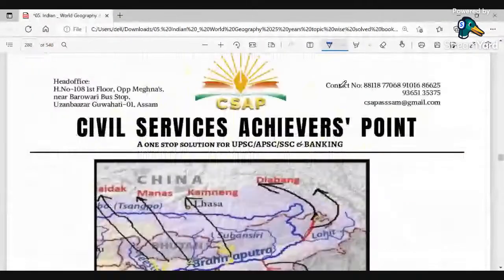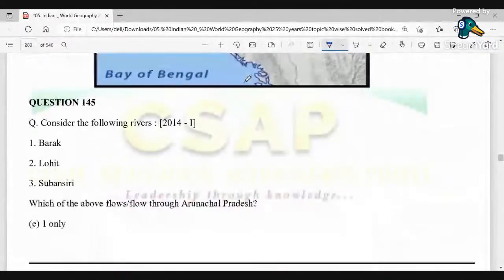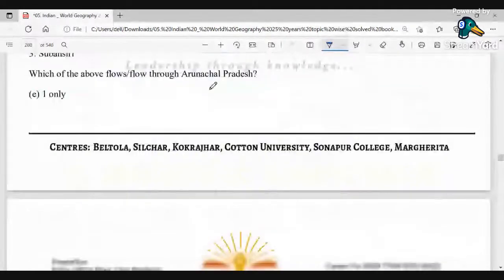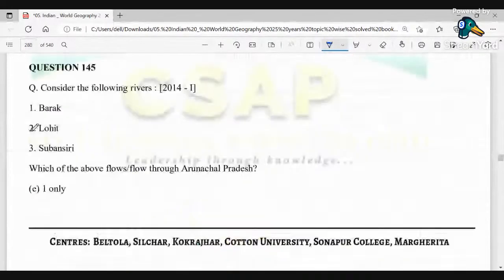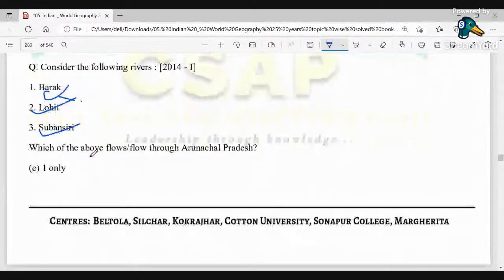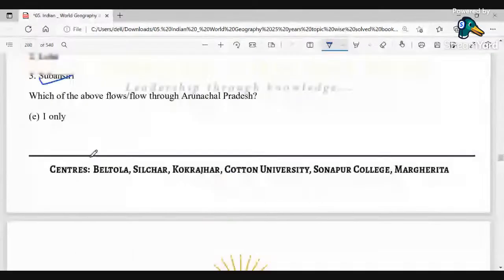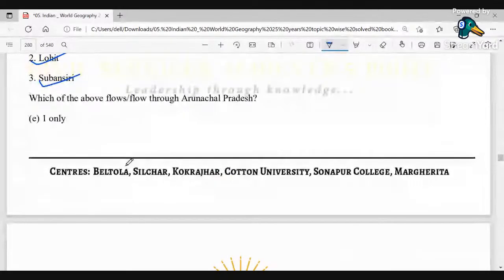Next, consider the following rivers: Barak, Lohit, Subansiri. So which of the above flows through Arunachal Pradesh? So what are the rivers that flow through Arunachal Pradesh? It's basically the B, that is 2 and 3. So here, Lohit as well as Subansiri. Obviously, Barak does not flow through Arunachal Pradesh. So obviously, it's a known answer because Barak flows directly through the southern parts of Assam. Okay. So here we are talking about the areas of the northeastern part. So Lohit and Subansiri are basically the two rivers that flow through Arunachal Pradesh.